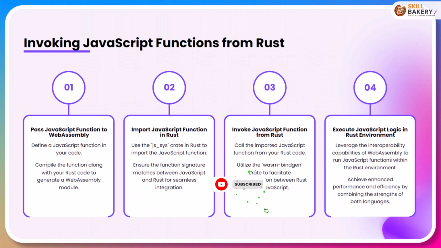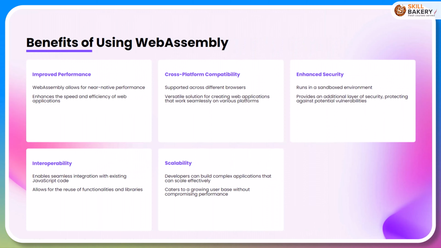On the Rust side, when we need to invoke JavaScript functions, we pass the JavaScript function to WebAssembly, import the JavaScript function in Rust, invoke it from Rust, and then execute the JavaScript logic in a Rust environment. Now, the benefits of using WebAssembly are improved performance, cross-platform compatibility, enhanced security, interoperability, and scalability.